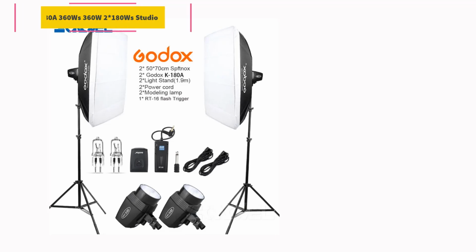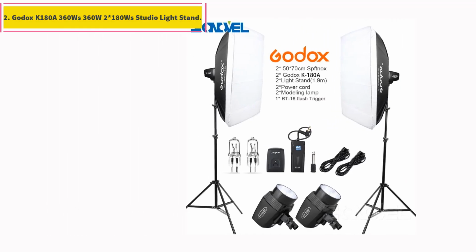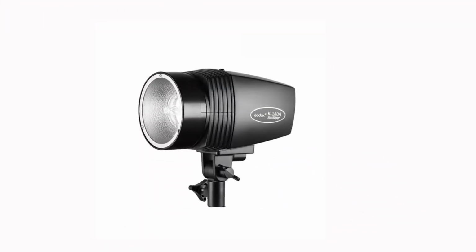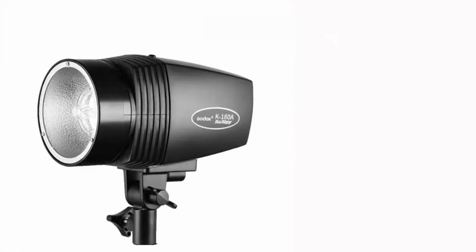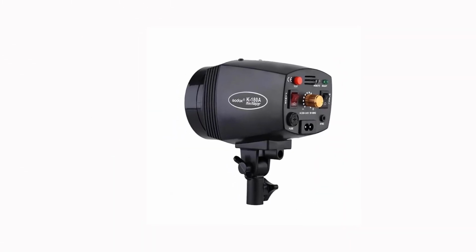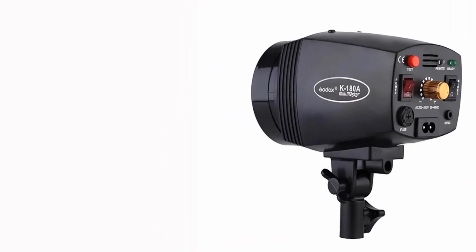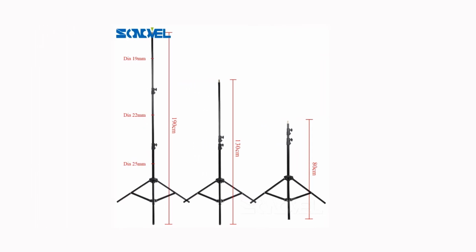Number 2. Godox GA188-360WS 360W 2×180W Studio Light Stand. This series of studio flash modeling lights can be set to full brightness or proportional transfer to the appropriate power as the flash goes off. With a large studio lights with modeling lights the same effect.